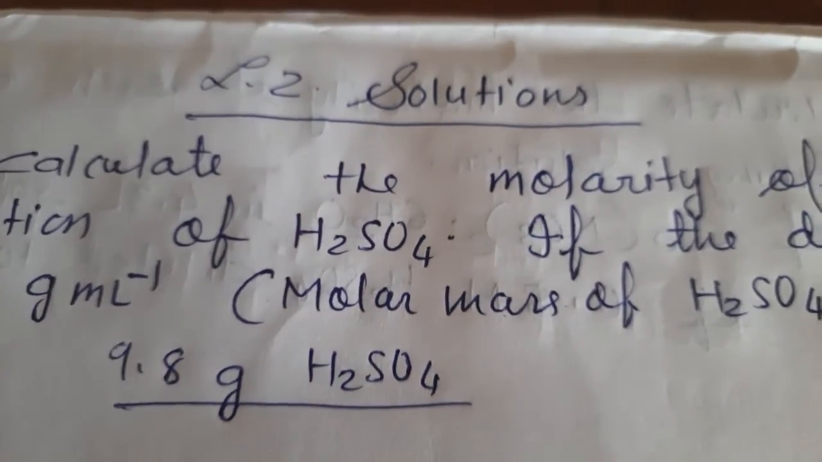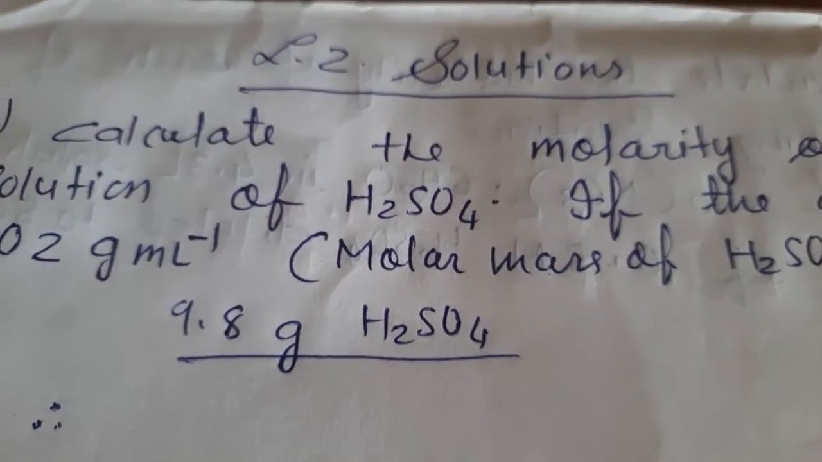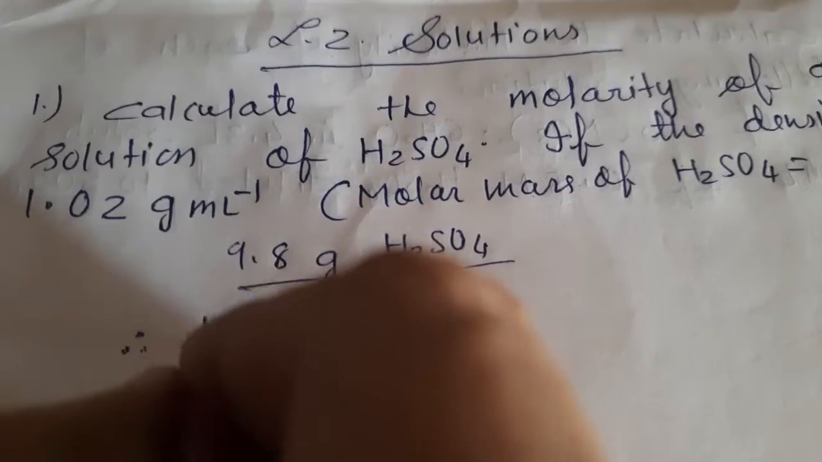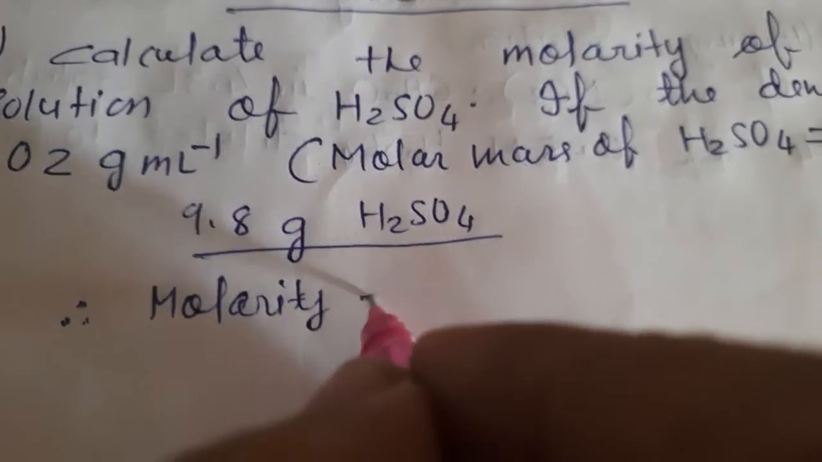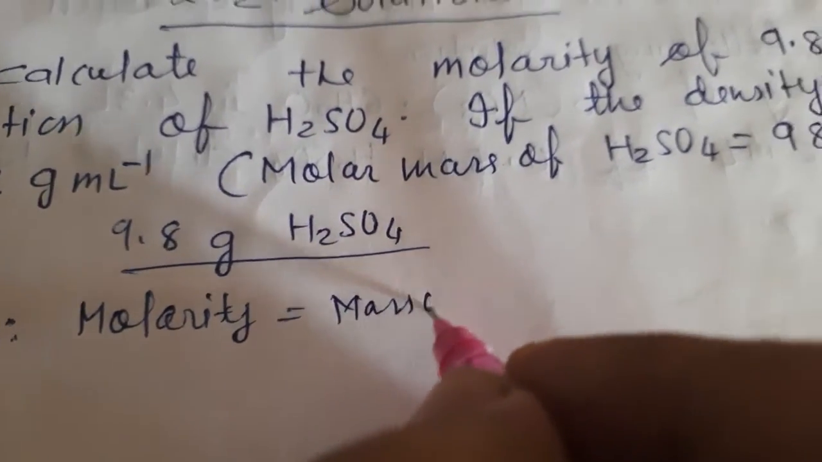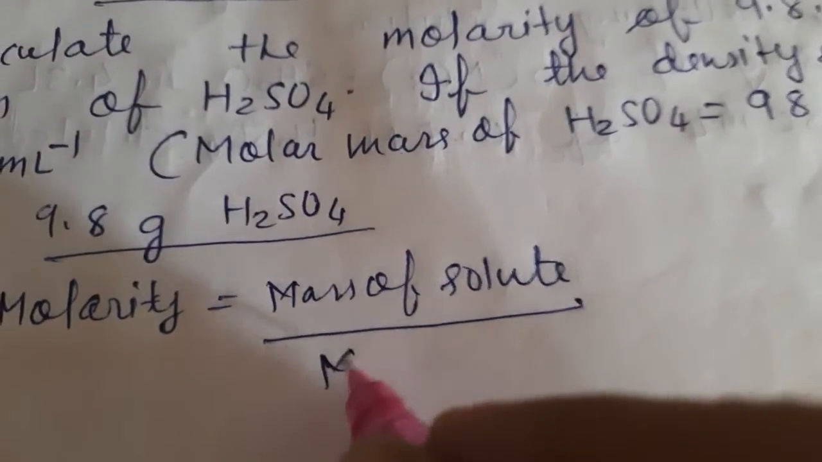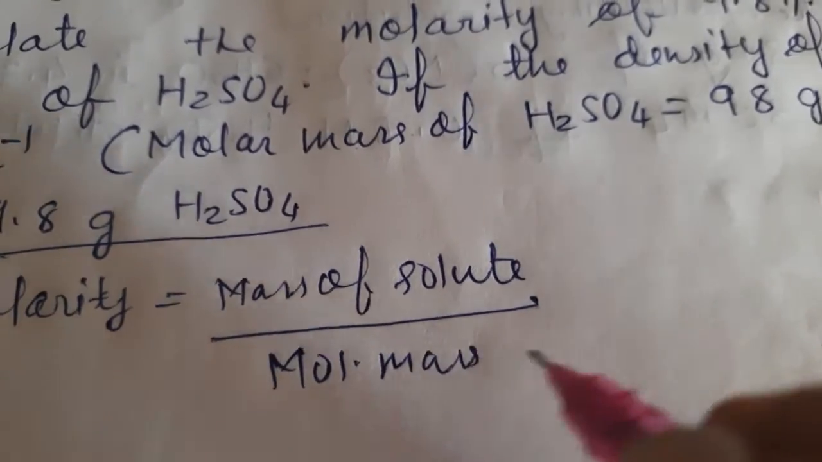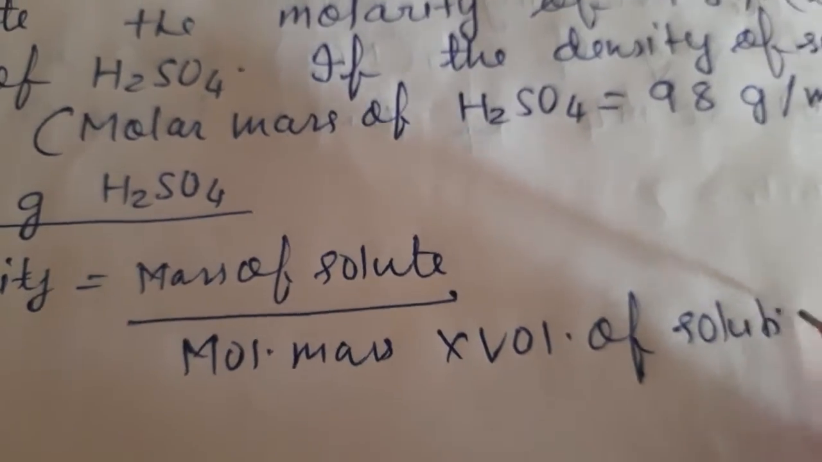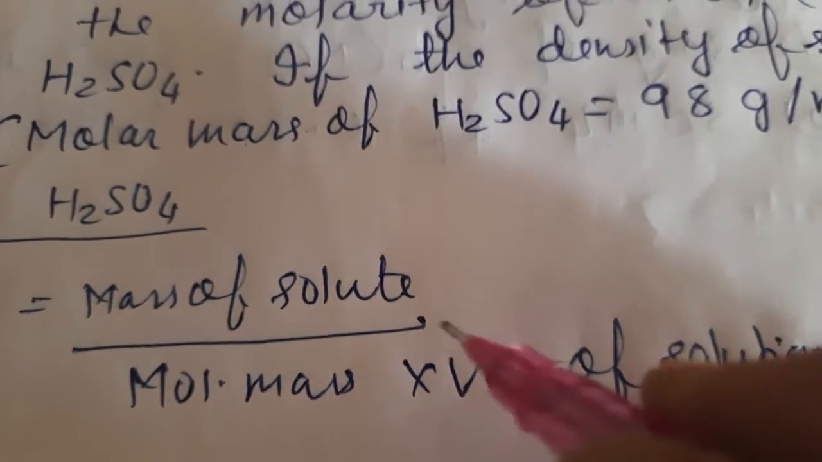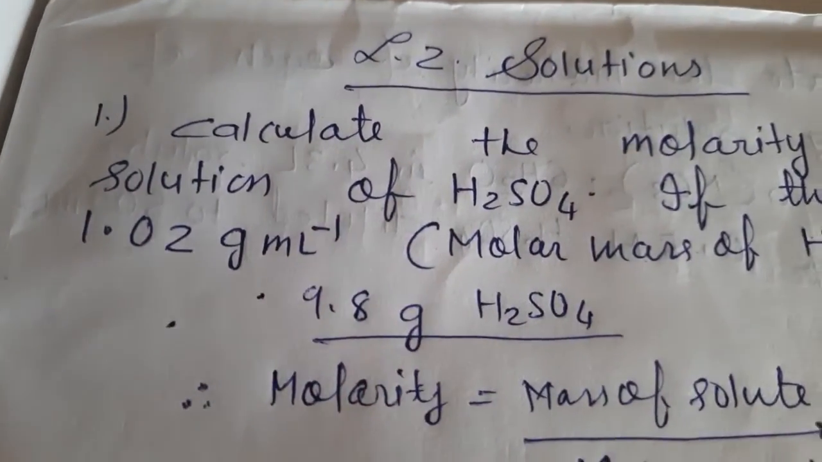So molarity how will we calculate? Therefore, molarity is equal to mass of solute divided by molecular mass into volume of solution in liter. Now what we see here, volume is not given but density is given, children. So when density is given we can calculate volume.